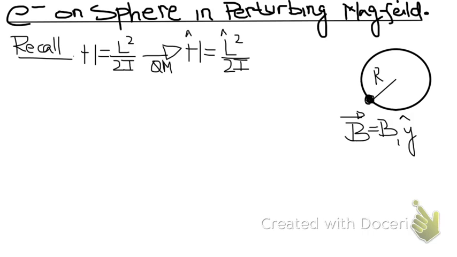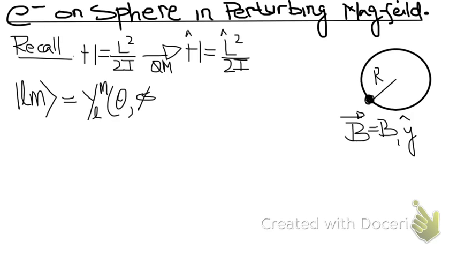With that, we also know that the zeroth order states are the angular momentum states, the l m states. These states are equal to some Y_l^m(theta, phi). These Y_l^m(theta, phi) are the spherical harmonics, and they occur whenever one solves a partial differential equation that involves a spherical symmetry.